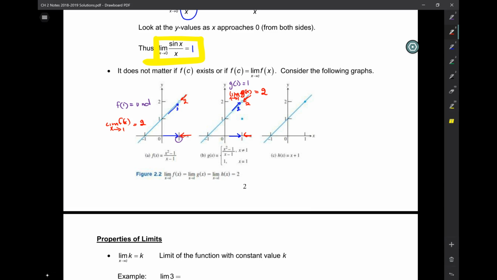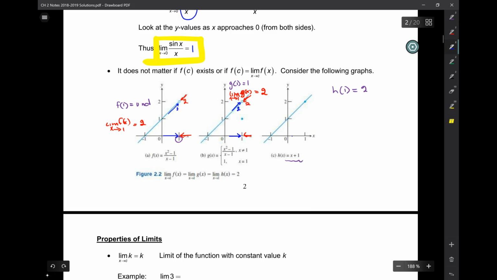So 2 cases so far. In one case, the value is undefined. There's a limit. Here, the value and the limit are both defined, but they're different. Okay, take a look at this one. What's h of 1? 2. Even with the equation, I plug in a 1, it's 2.